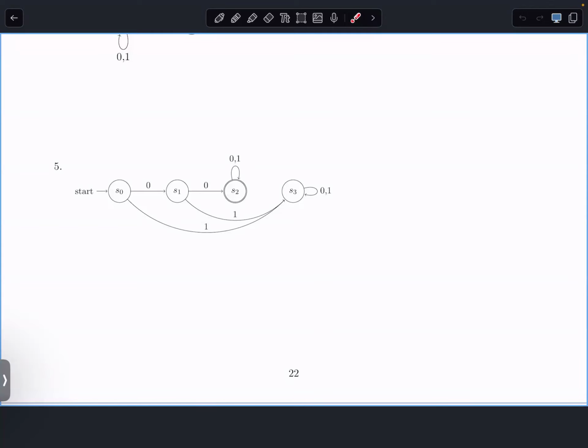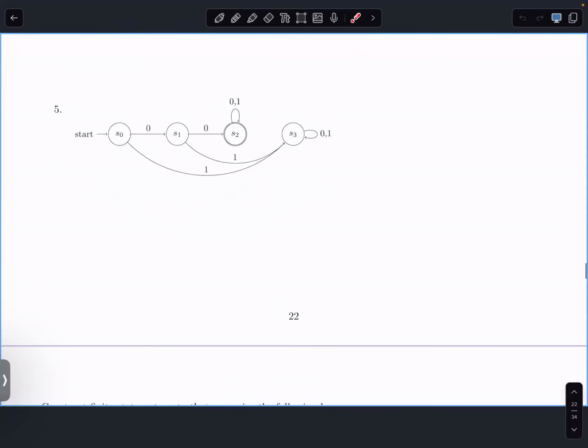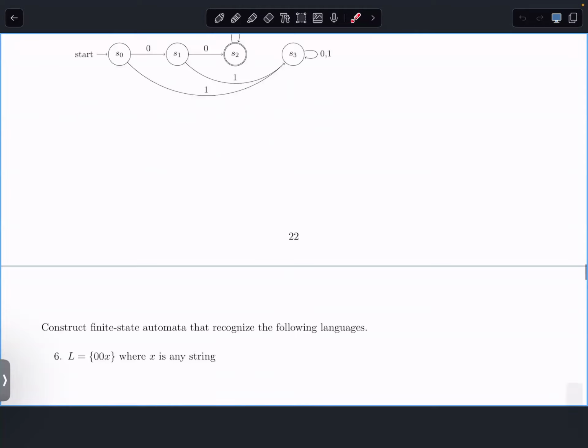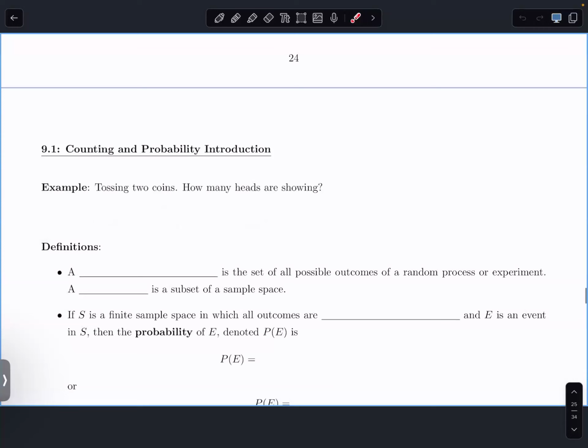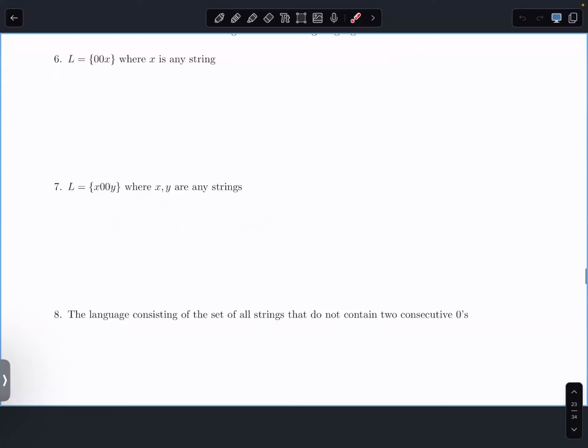Okay. So we are going to pick up on page 22 in our note packet right now. We are going to do some more regular expressions from these machines, and then we're going to hopefully start some counting stuff today. And some probability things.